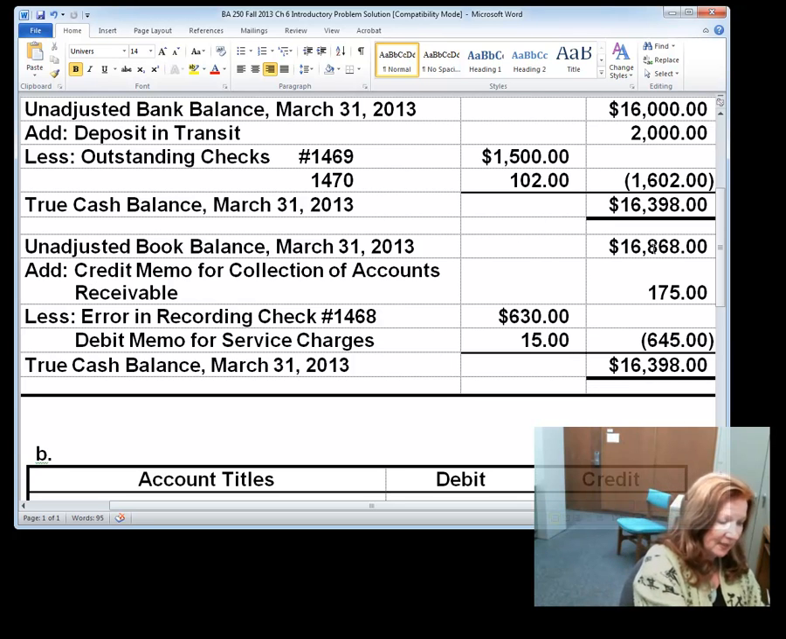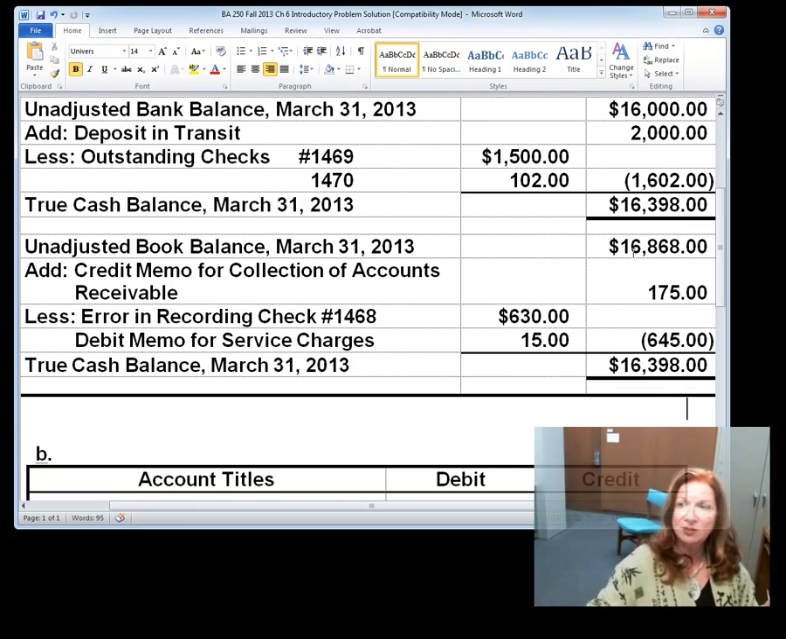Now then we have the unadjusted book balance. When we look over here in the general ledger cash account, it had $16,868. So we put that right in there for the unadjusted amount. So here's the unadjusted book balance, the book balance being the amount that was in the general ledger of the company's books, $16,868. So now we're going to look for additions that the bank told us about, and subtractions that the bank told us about.